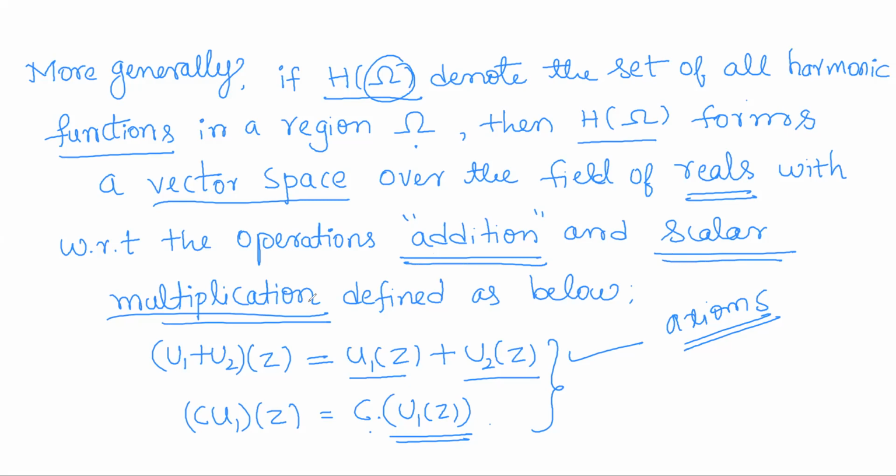You know what a vector space is. A vector space is a non-empty set along with two binary operations, addition and scalar multiplication, where with respect to addition it forms an abelian group and scalar multiplication satisfies four axioms. So the combination of these operations will give you a vector space, right?